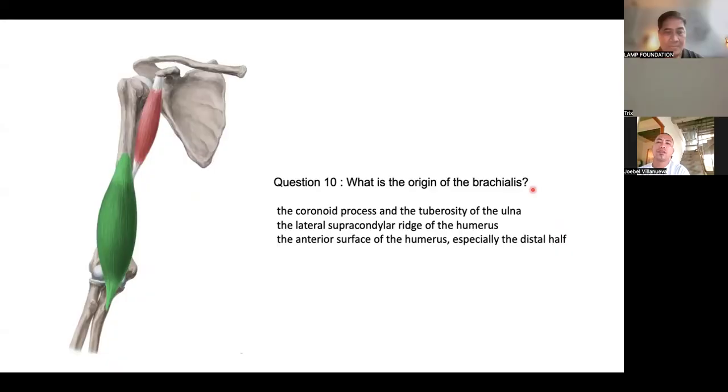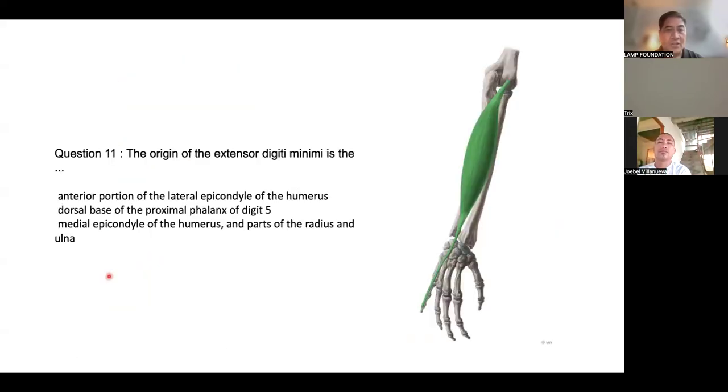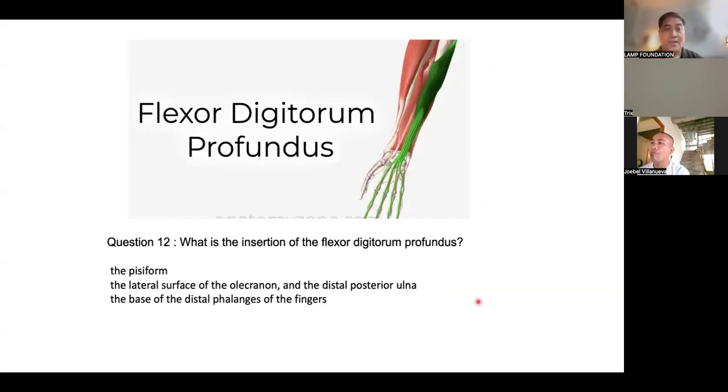What is the origin of the brachialis? The origin is the anterior surface of the humerus, especially the distal half. Okay. The origin of the extensor digiti minimi is the anterior portion of the lateral epicondyle of the humerus. So whenever it's lateral, it's the thumb side. No? Remember the anatomical position. What is the insertion of the flexor digitorum profundus? The base of the distal phalanges of the fingers.